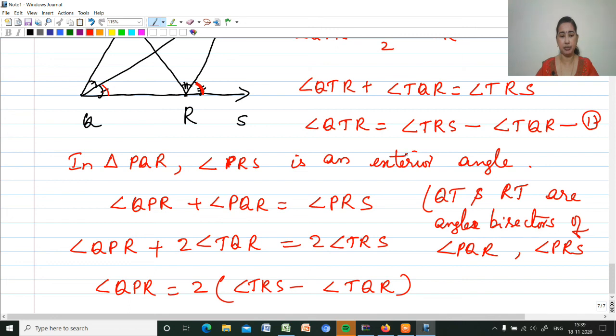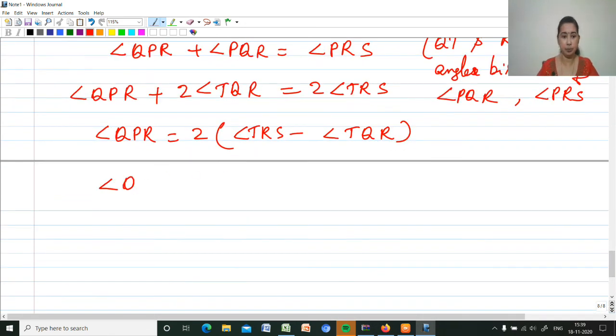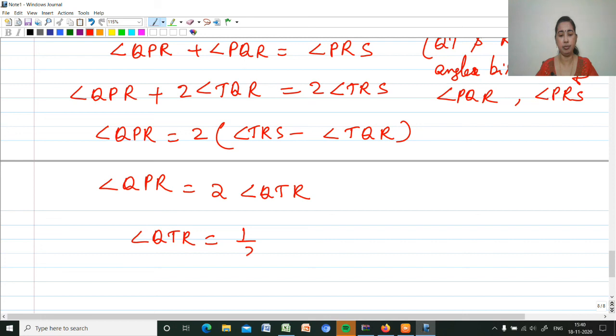Now we can substitute this in the first equation. So substituting in the first equation, angle QPR is equal to 2 times angle QTR, or angle QTR is equal to half of angle QPR. Therefore we can conclude the desired result. Hence the proof.